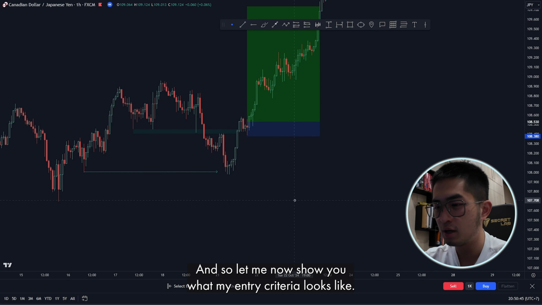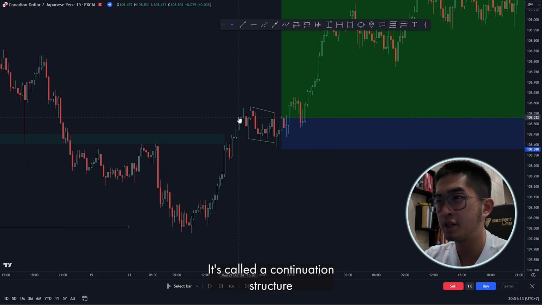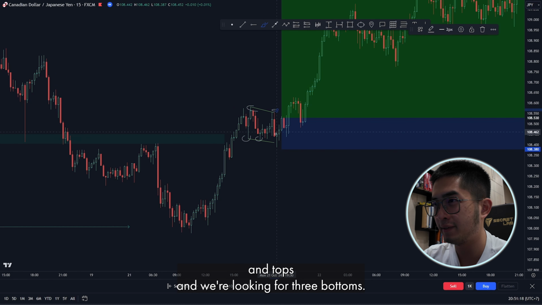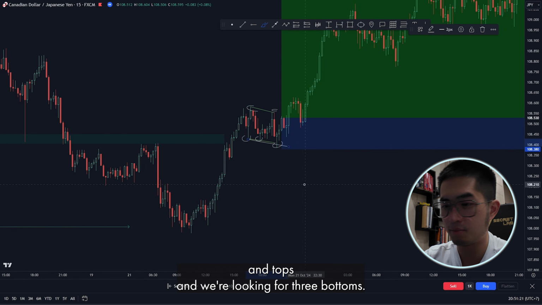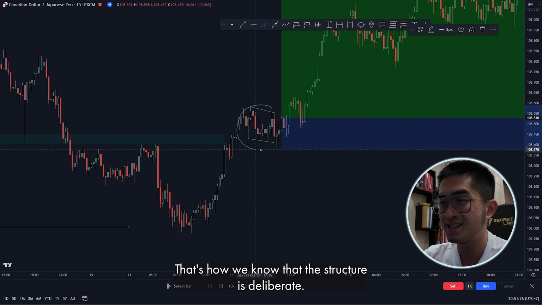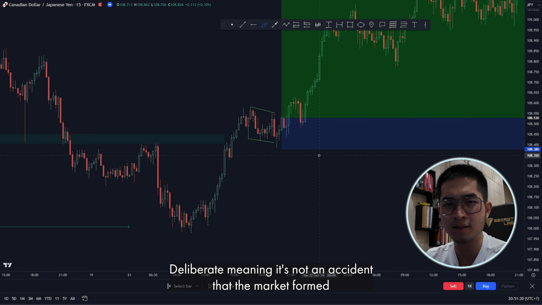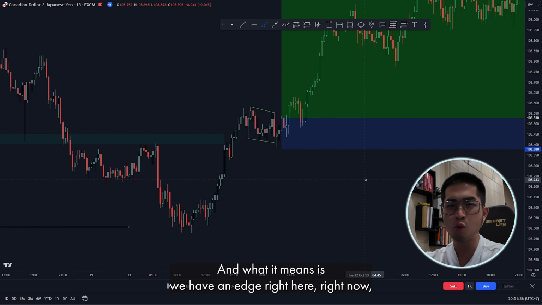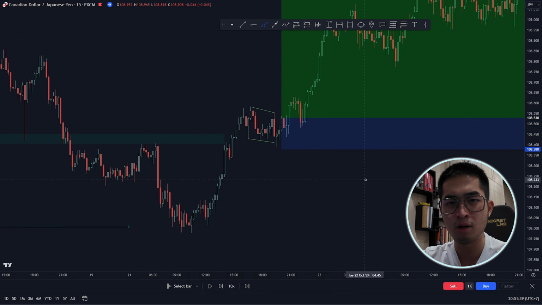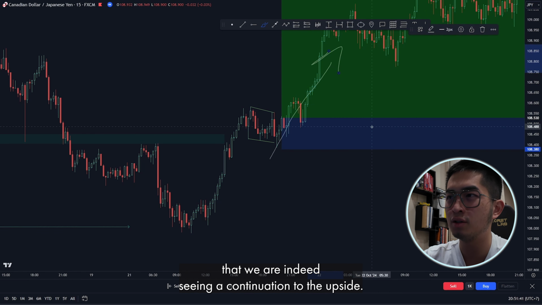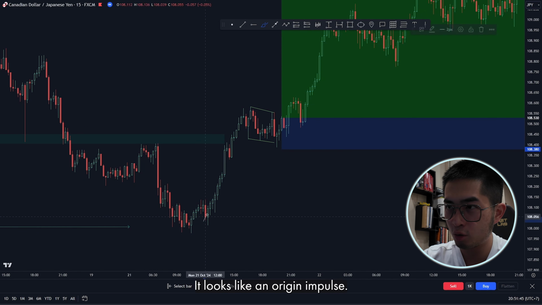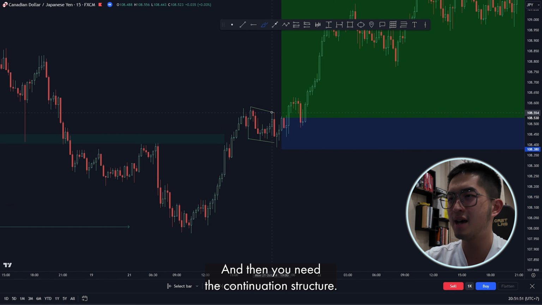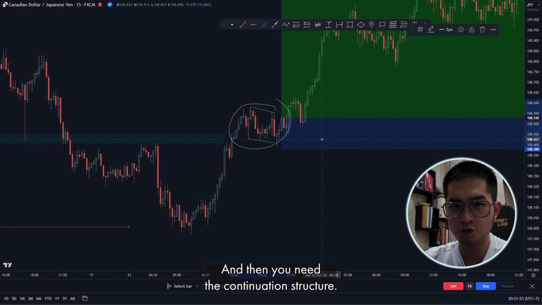And so let me now show you what my entry criteria looks like. It's called a continuation structure, right? So we have very clear bottoms and tops, and we're looking for 3 bottoms. That's how we know that the structure is deliberate. Deliberate meaning it's not an accident that the market forms something like this. It means something, right? And what it means is we have an edge right here, right now, that we are indeed seeing a continuation to the upside. So we like these setups. It looks like an origin impulse. That's the first thing you need. An origin impulse, right? And then you need the continuation structure.